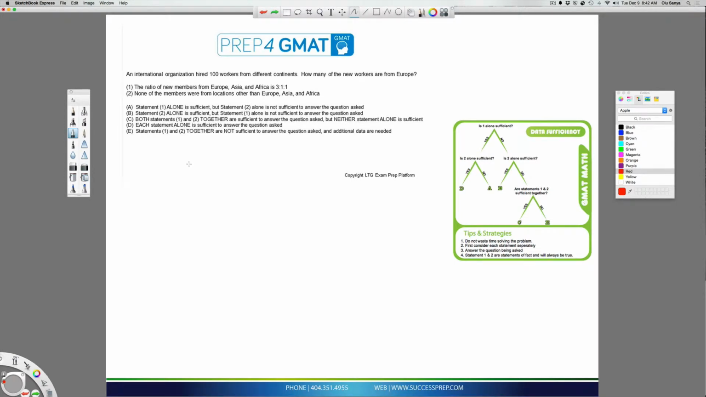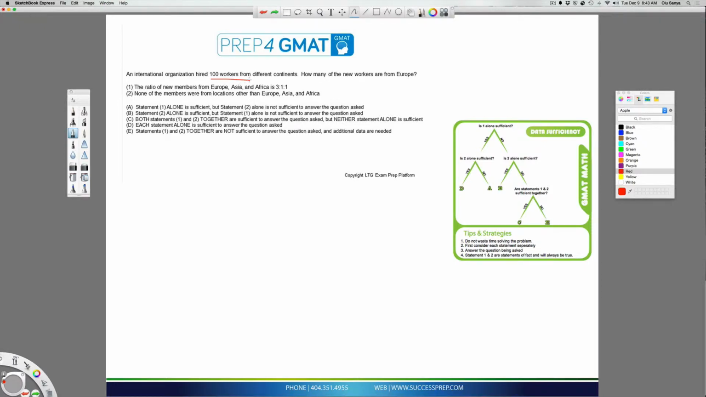Alright, for this data sufficiency question on the GMAT, there are a few things we need to focus on. So let's read the question. It says an international organization hired 100 workers from different continents. How many of the new workers are from Europe? So the thing right here is we need to pay attention to some key facts given to us.